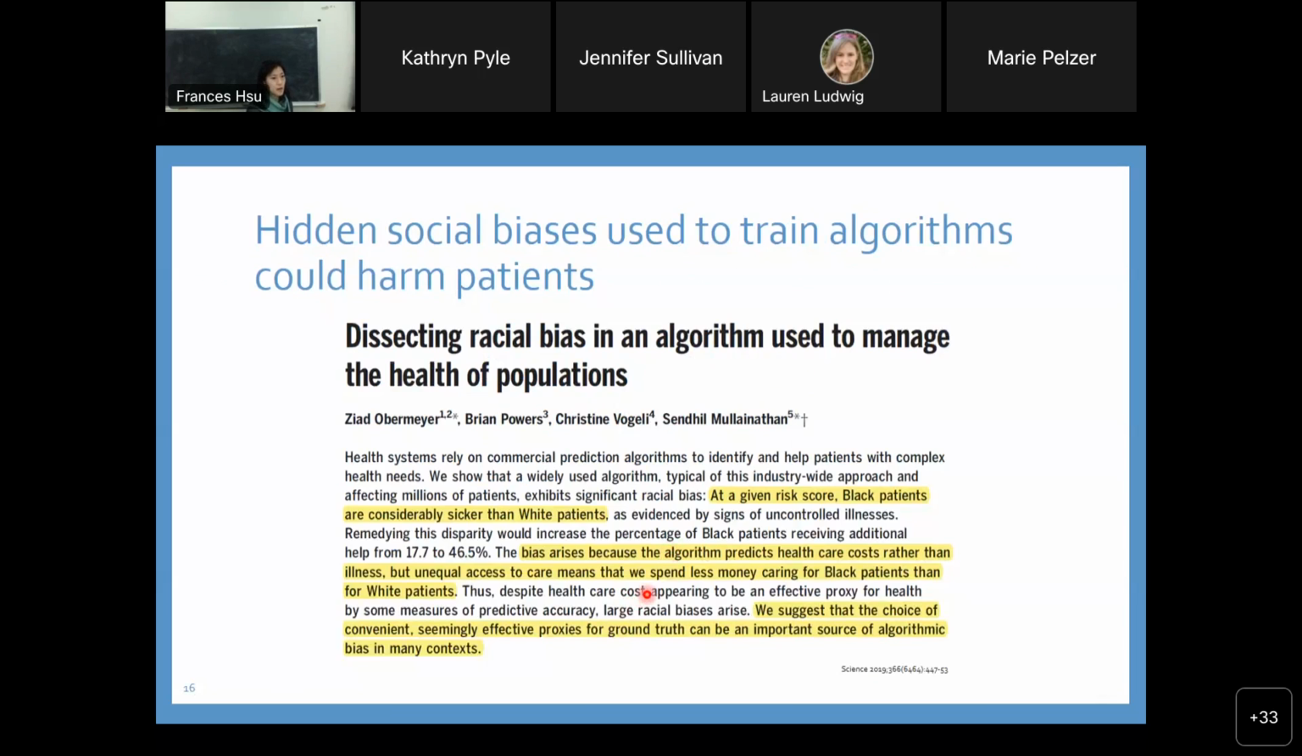true illness. But unequal access to care means that we spend less money caring for Black patients than for white patients. Or in other words, a Black patient is likely sicker than their white counterpart to incur the same amount of healthcare cost. The study raised two important points. First, social process may imprint bias onto data, so this should be evaluated for in future. And two, variable selection is extremely important. Sometimes surrogate variables answer a different question than the one we're initially asked.